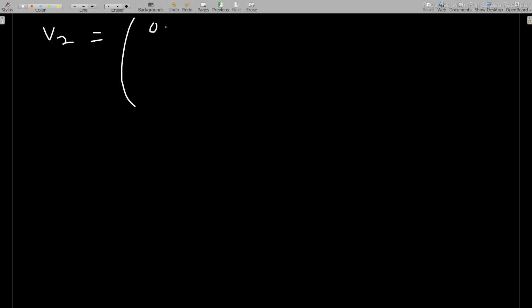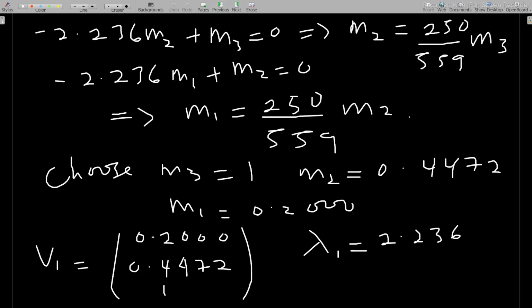0.2000, then negative 0.4772, and you get 1 here. Okay, the other one, I think it is negative 0.74772 rather. Okay, you divide, because when m3 equals 1, you know m2 will be equal to just this fraction. Just only this fraction, so you divide it, and what you get, you put it there.